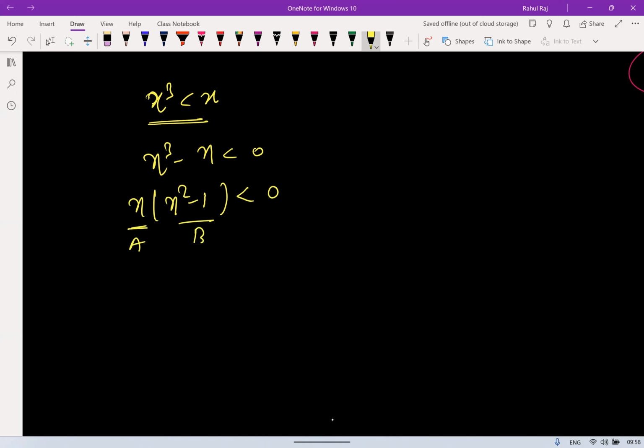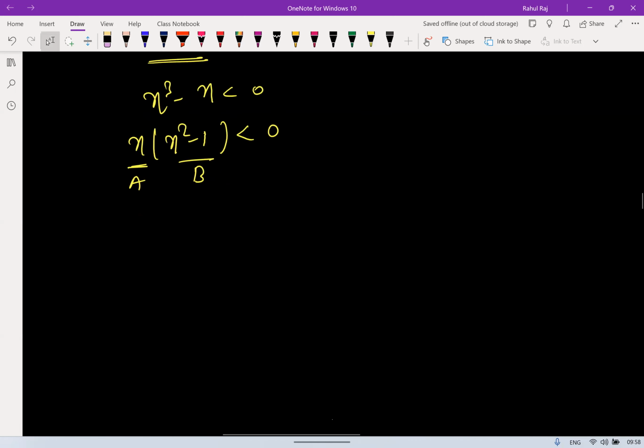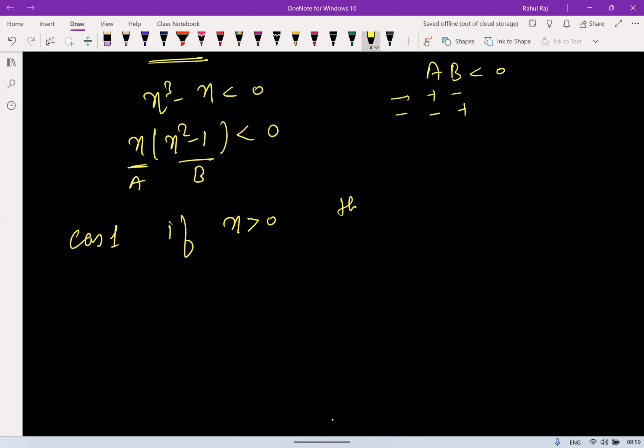So a b less than 0 has two cases. A can be positive and b negative, or a can be negative and b positive. So we'll take case 1 this way and case 2 this way. Case 1: if x is greater than 0, then what do I get? x square minus 1 is less than 0.